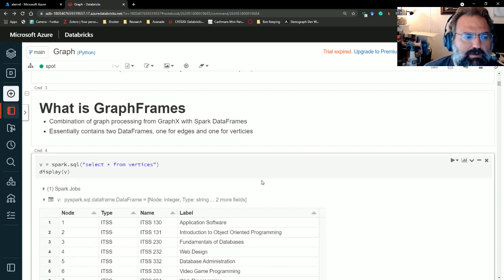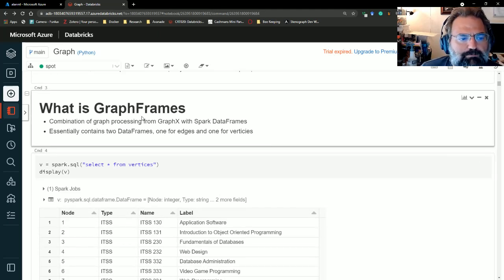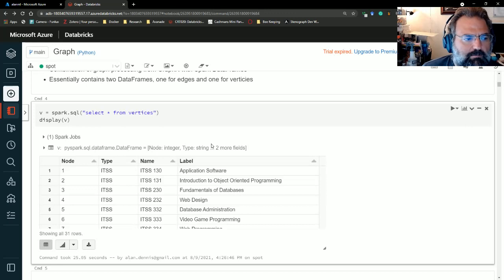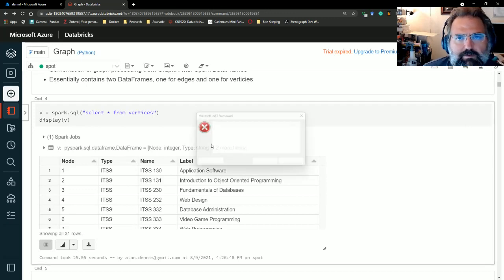To talk about it, there's this concept of graph frames. So what's a graph frame? It's basically a combination of GraphX, which is a set of libraries associated with graph processing, with Spark data frames. Data frames inside of Spark are similar to something like pandas, except they're intended to be processed across a cluster in a resilient way, so that if a node in a cluster were to terminate, you won't necessarily lose everything. You can create a graph frame by combining together a set of nodes and a set of edges.